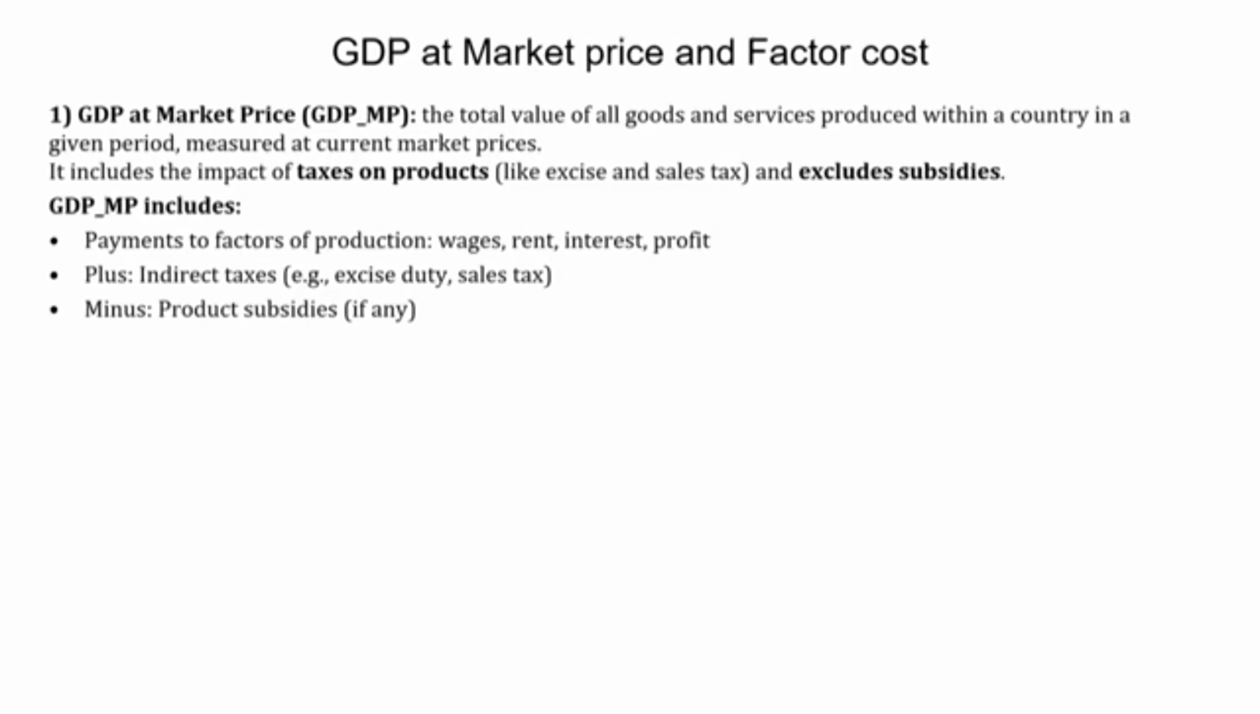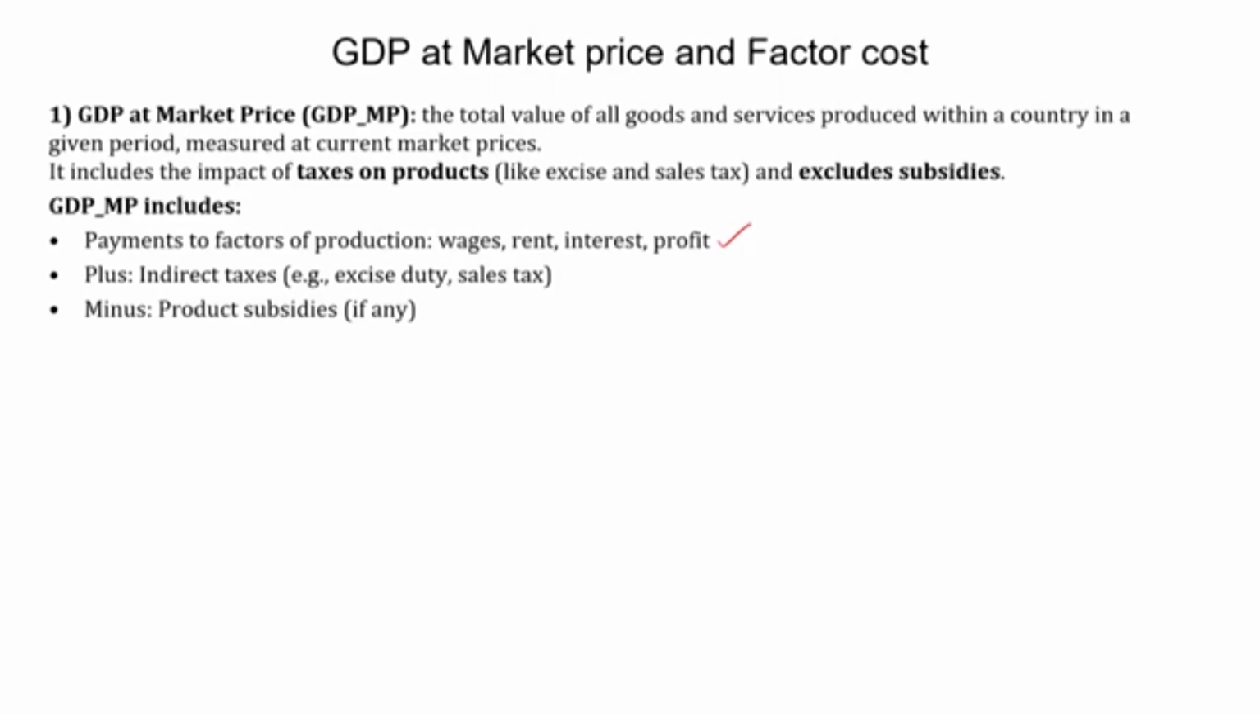So it includes the impact of taxes on products like excise and sales tax and excludes subsidies. So this is the GDP at market price. Simply, GDP at market price first includes the GDP at factor cost, that means payments to all factors of production: wages, rent, interest and profit. That means GDP at factor cost plus indirect tax.